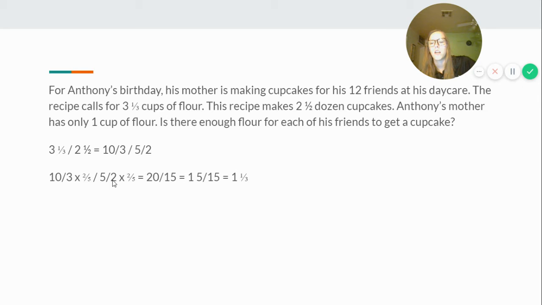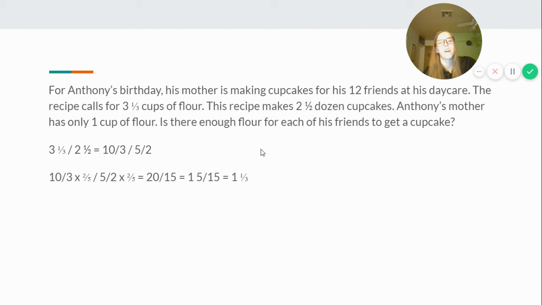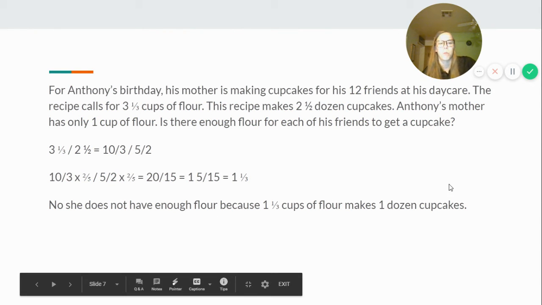Okay, so we write it out here. We're multiplying times 2/5 in order to divide. We come up with 20 over 15, or 1 5/15, or finally 1 1/3. So it takes 1 1/3 cups of flour to bake 1 dozen cupcakes. So she does not have enough flour to make the cupcakes. Bummer. Anthony's friends don't get cupcakes.